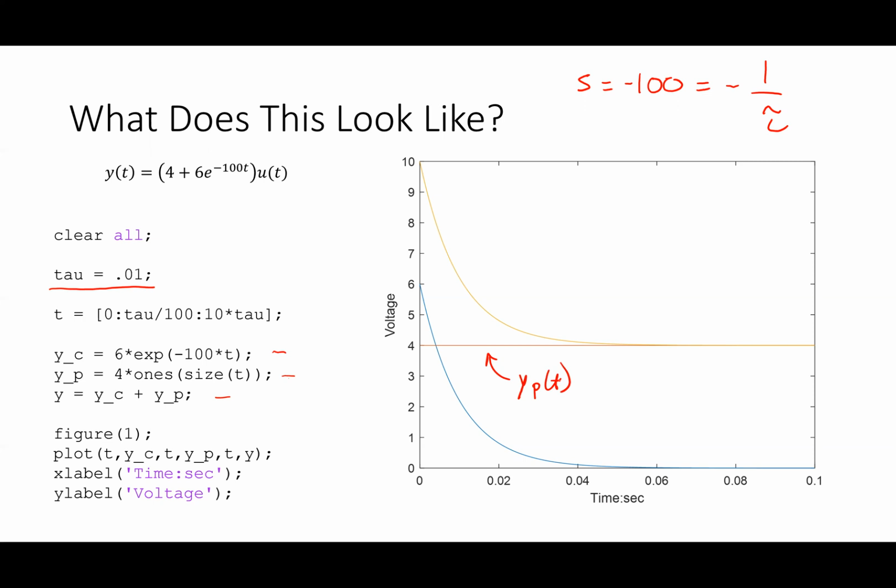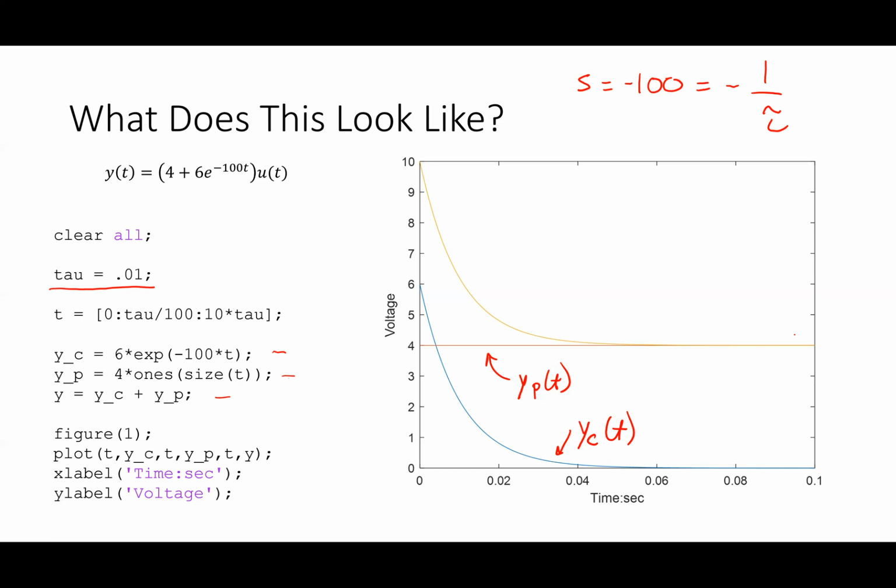Well, it's red from where you're sitting. Yeah, it's the flat one. What's the transient response? The blue one, right? What does a transient response always have to do? Go to 0. Transient response always goes away. What's the total solution always do? Levels off, well, not necessarily constant, but levels off at the particular solution.